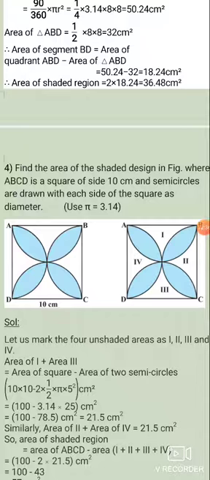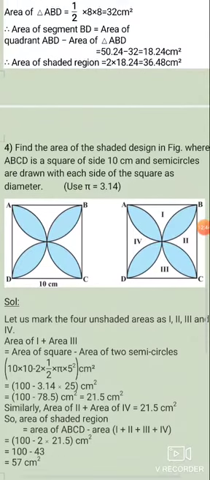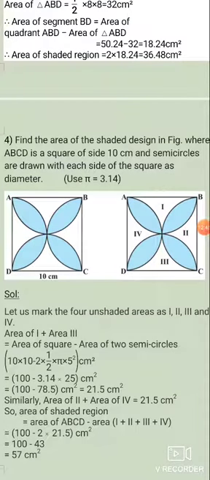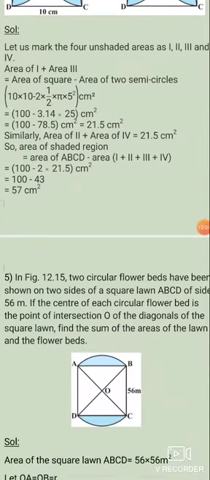Now we will find out area of the shaded portion. So area of the square ABCD minus area of region 1 plus 2 plus 3 plus 4. So that is what? 100 minus 2 into 21.5. That is 100 minus 43, which is equal to what? 57 centimeters square. Okay. Now the last question.